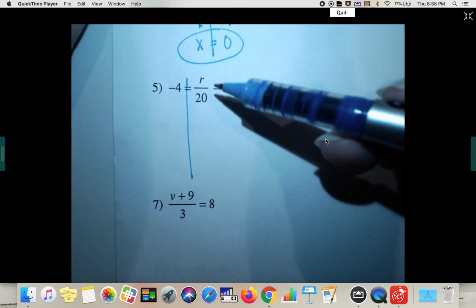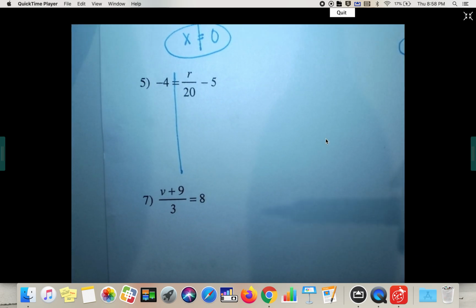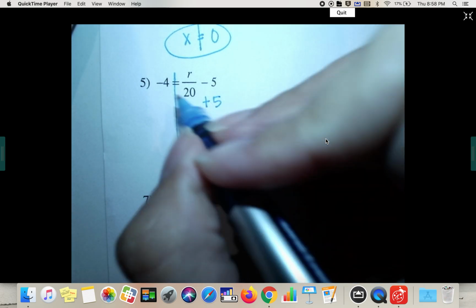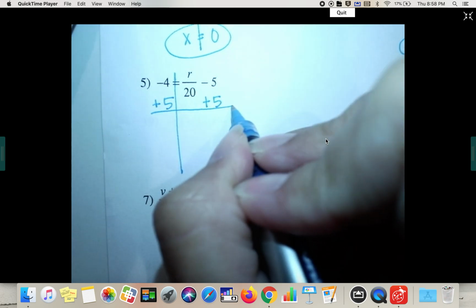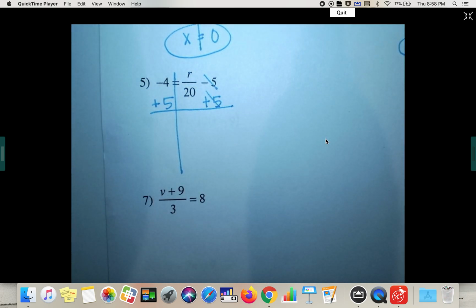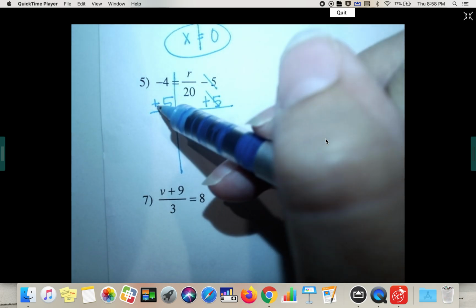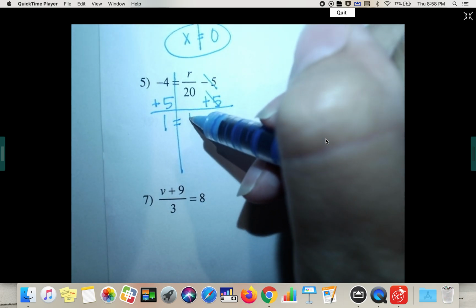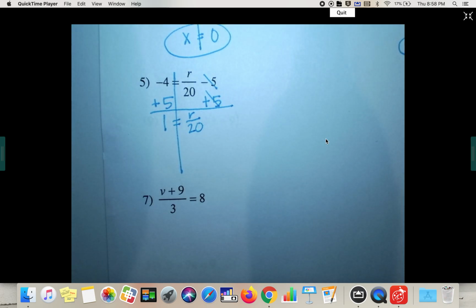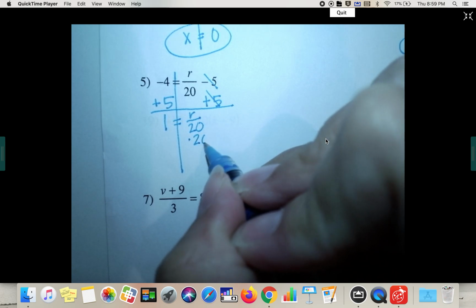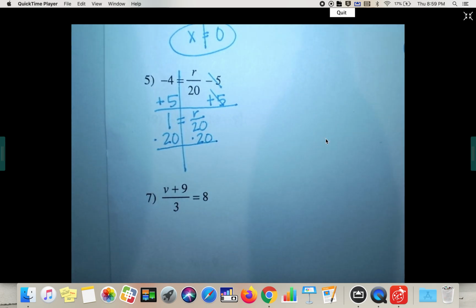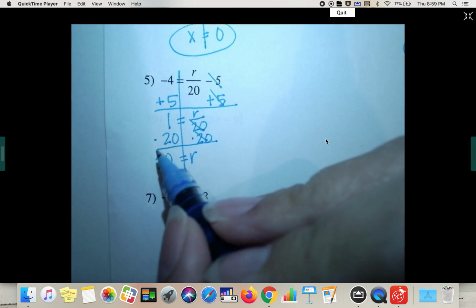You are going to leave the r over 20, r divided by 20, until the end. First, get rid of the minus 5 by doing plus 5. Cancel, cancel. Negative 5, positive 5 cancel each other out. Negative 4 plus 5 is 1. And bring down your r divided by 20. If r is being divided by 20, you're going to do the opposite and multiply by 20 on both sides. On the right, they cancel, leaving r by itself. On the left, 1 times 20 is 20.